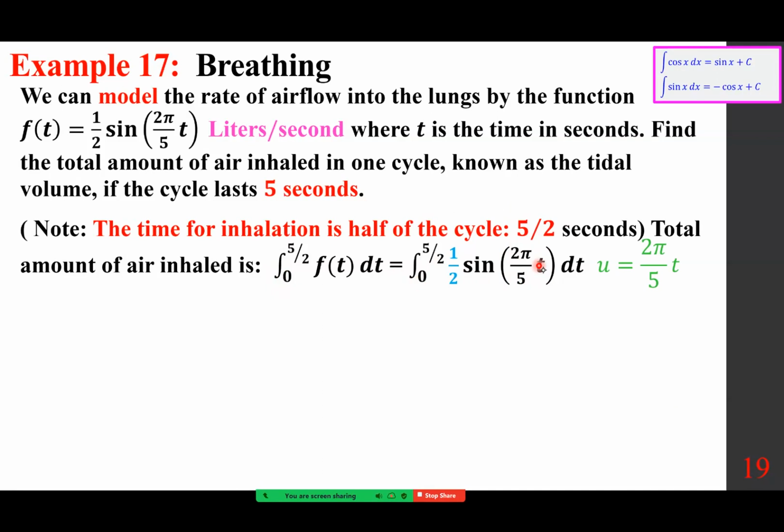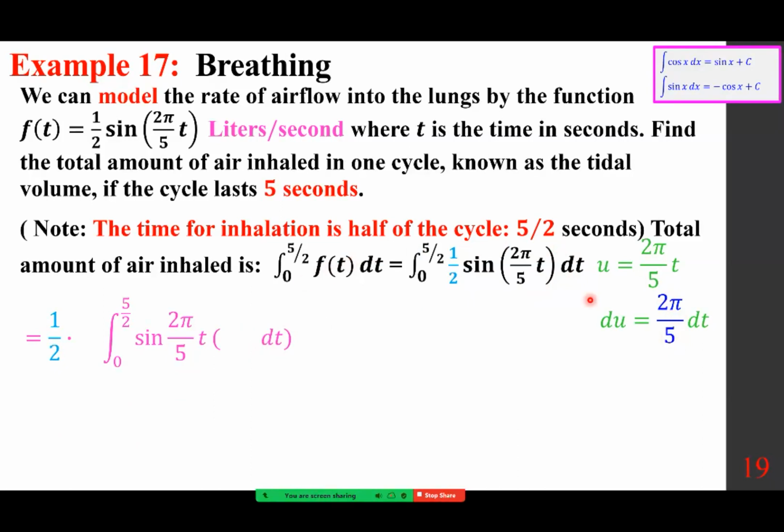The derivative is simply 2 pi over 5, therefore du is 2 pi over 5 dt. So let's rewrite this, everybody. Same thing. This 1/2, I just put it out. Sine of 2 pi t over 5, and I have the dt, and I notice this number is missing. Please understand 2 pi over 5 is a number. So plug it in.